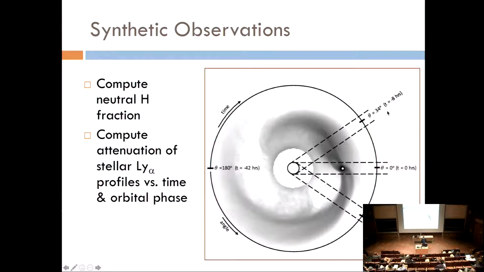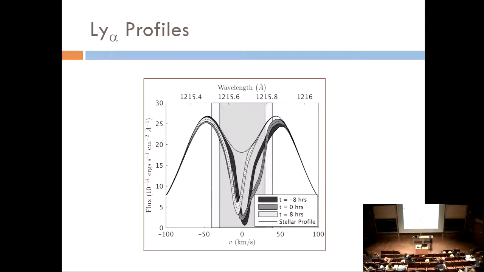And so when you look at observations, these are synthetic Lyman alpha profiles. And the problem with Lyman alpha is that there's various kinds of absorption already happening in the interstellar medium. So you never get to see this region here, right? You only get to see this region out here. But if you look at what we have, we do actually see absorption. So the black line is just what you'd have without the presence of any material from the planet. And you see that there is significant absorption. These are at different times, -8 hours, during transit, +8 hours. And you see that there is actually quite a bit of absorption even before and after the transit.